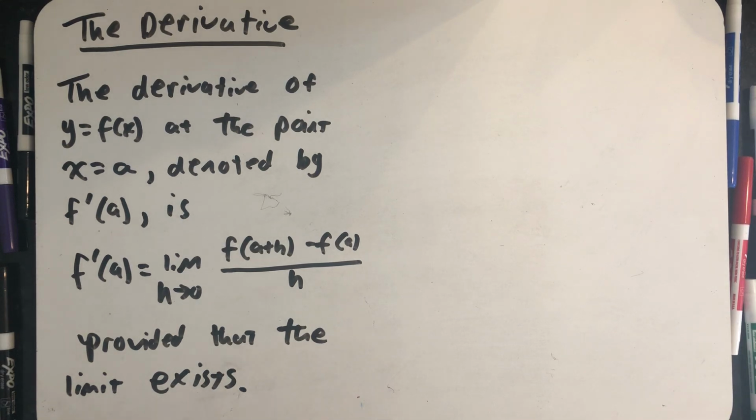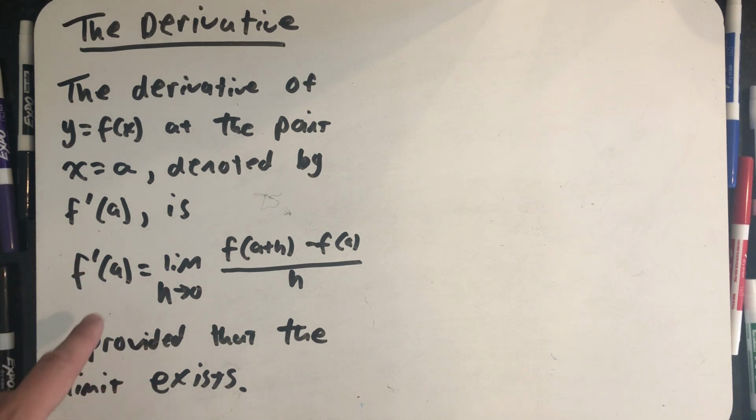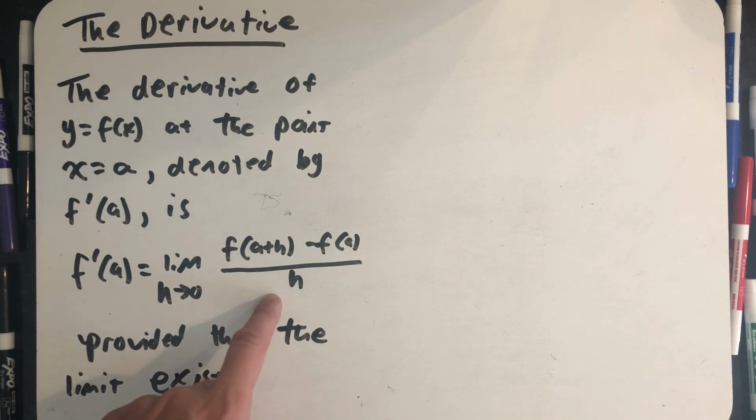Let's talk about the derivative of a function y equals f of x at the point x equals a. The derivative of y equals f of x at the point x equals a is denoted by f prime of a, and that's how we read this collection of symbols. F prime of a equals the limit as h approaches 0 of f of a plus h minus f of a all over h, provided that that limit exists.